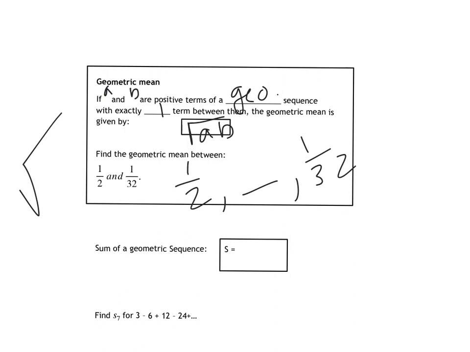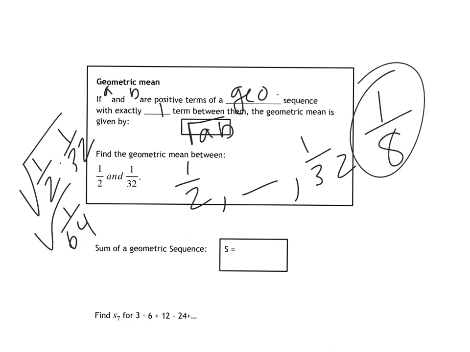I need to know what the square root of 1/2 times 1/32 is, which is the square root of 1/64, which is 1/8. That's my geometric mean. So the key to those problems is using that formula right there. Square root of A times B.